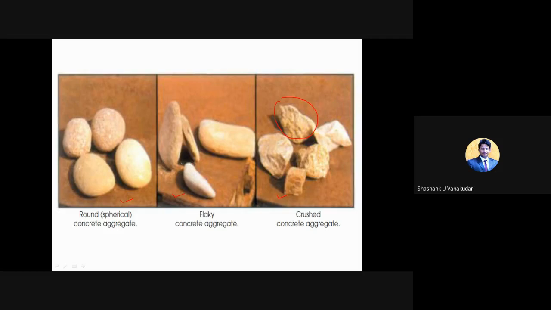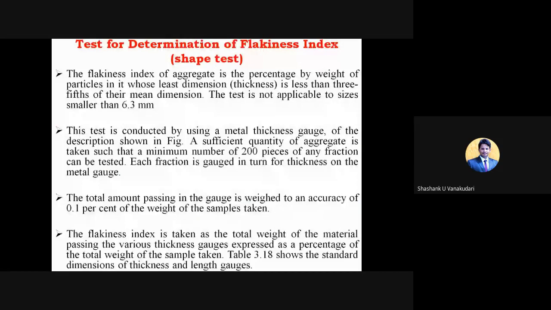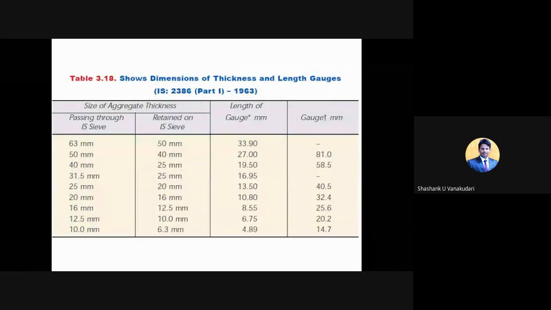And here we have certain tests for the determination of flakiness index. Clear? That comes under the shape test. This is most important. We will explain this procedure now. First, you need to arrange the sieve sizes in this way. Listen carefully. It starts from 63 to 6.3. Including these, you need to arrange the sieve sizes: 63, 50, 40, 31.5, 25, 20, 16, 12.5, 10, and then 6.3.